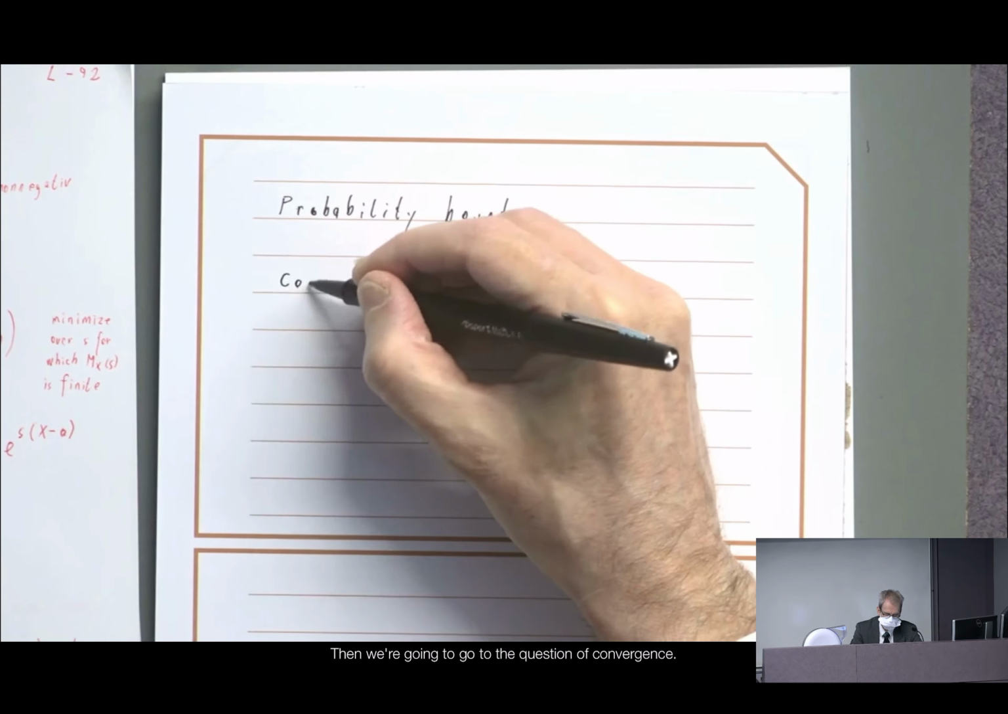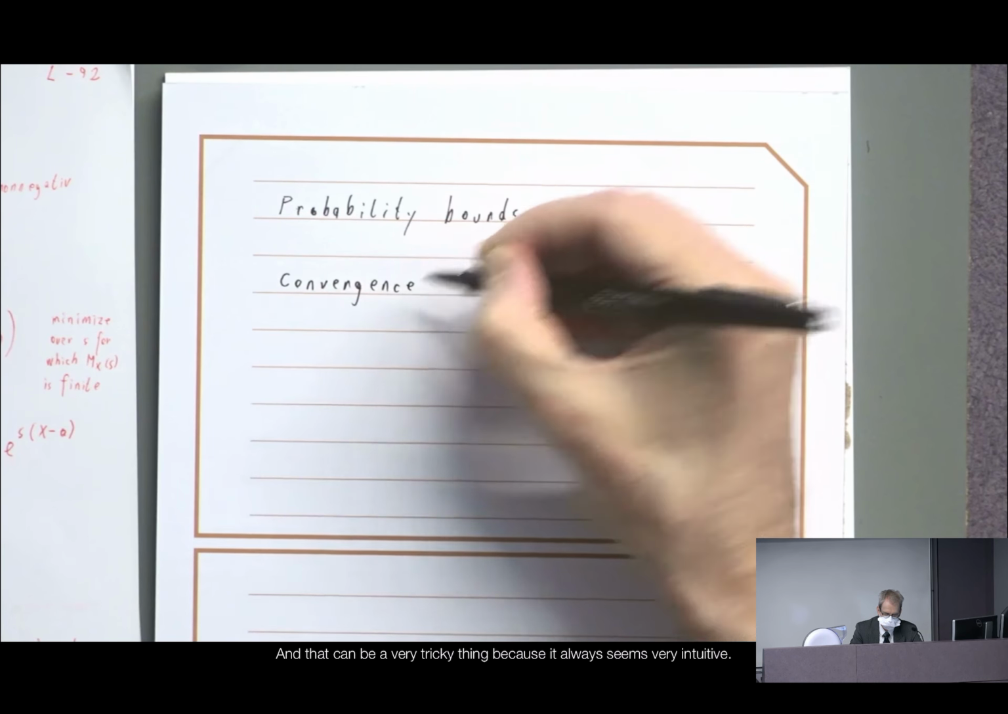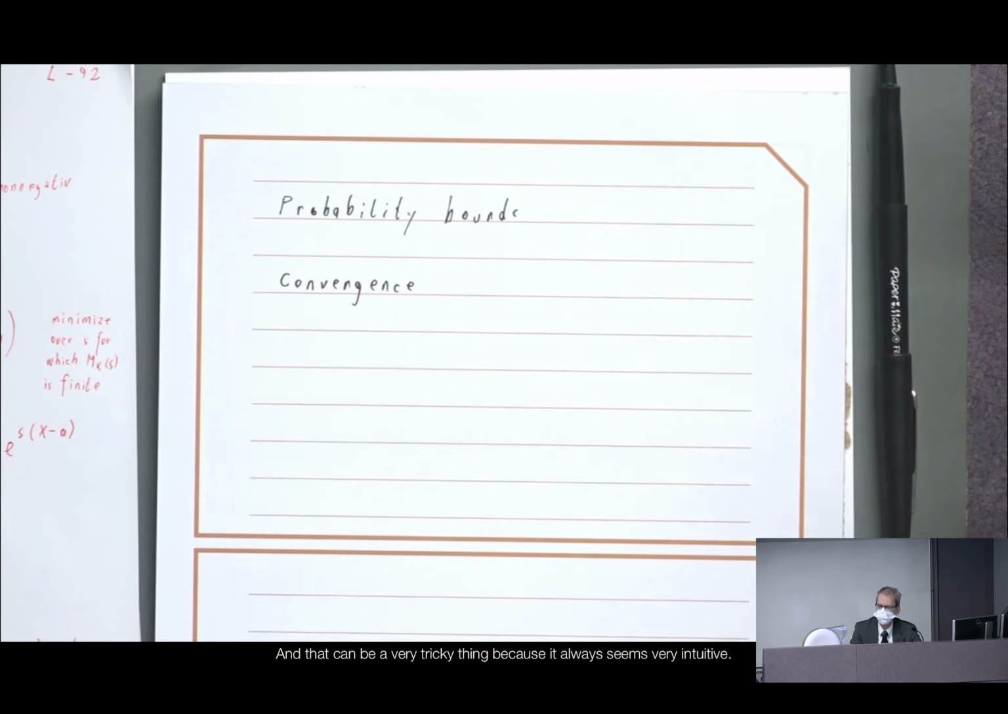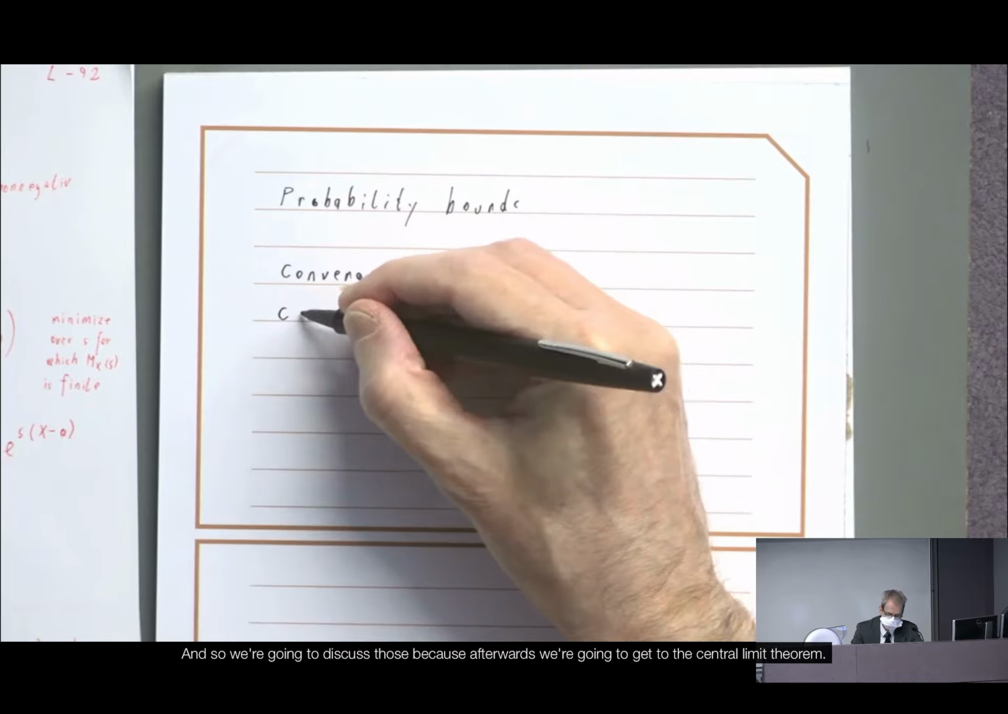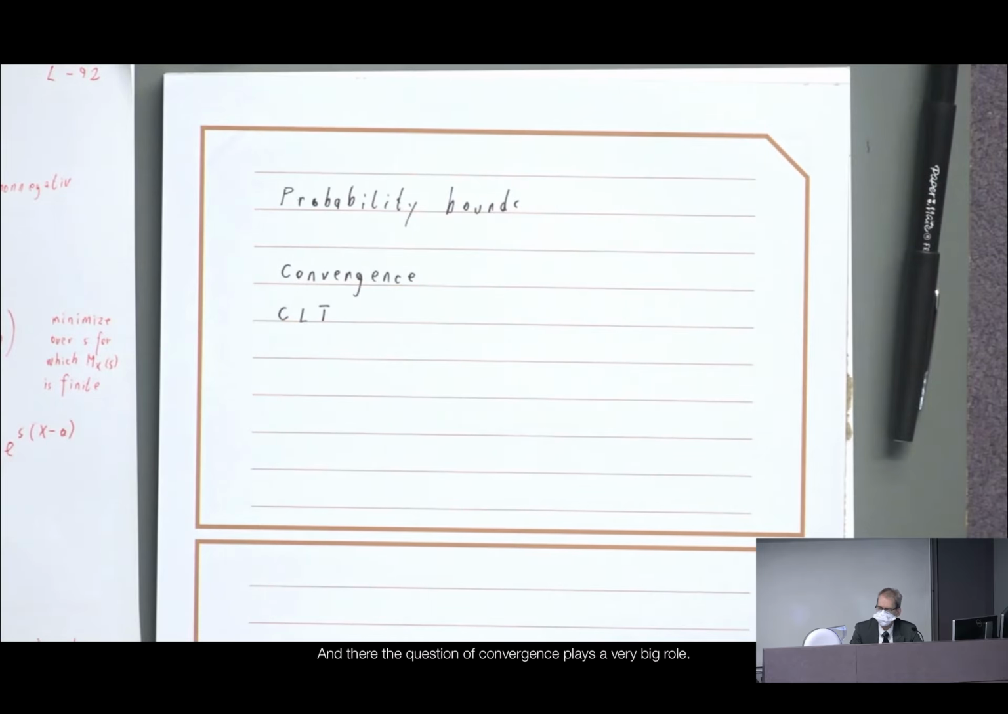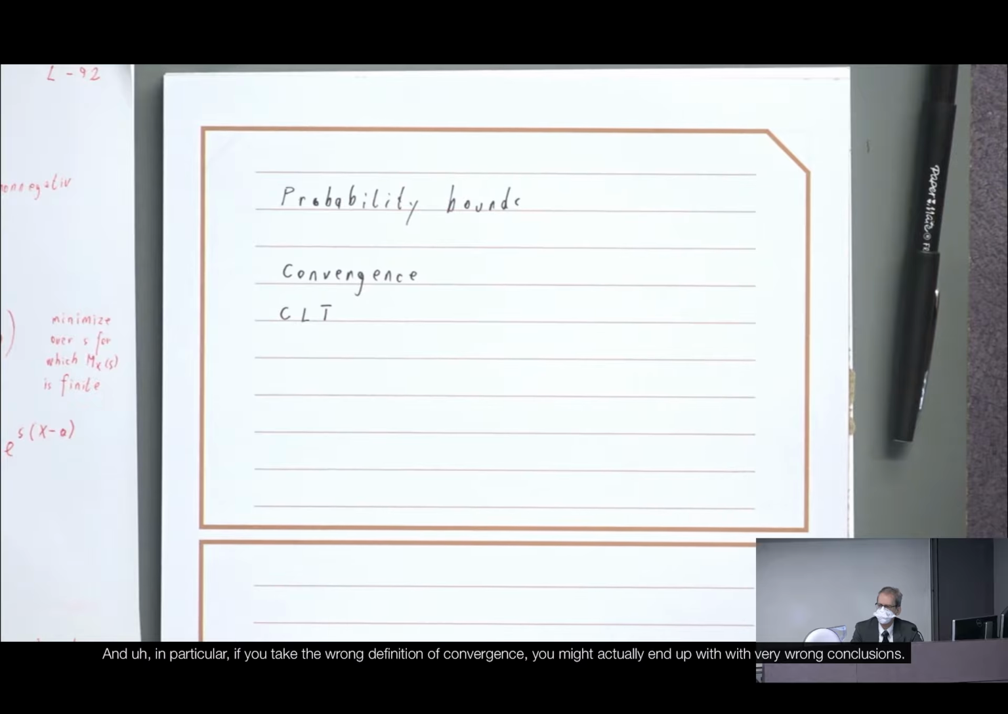Then we're going to go to the question of convergence. And that can be a very tricky thing because it always seems very intuitive: some sequence converges to a particular value. Everybody thinks that we know what that means. But there are actually 4 different definitions of convergence, all of which are different and applicable in different cases. So we're going to discuss those because afterwards we're going to get to the central limit theorem. And there, the question of convergence plays a very big role. In particular, if you take the wrong definition of convergence, you might actually end up with very wrong conclusions.